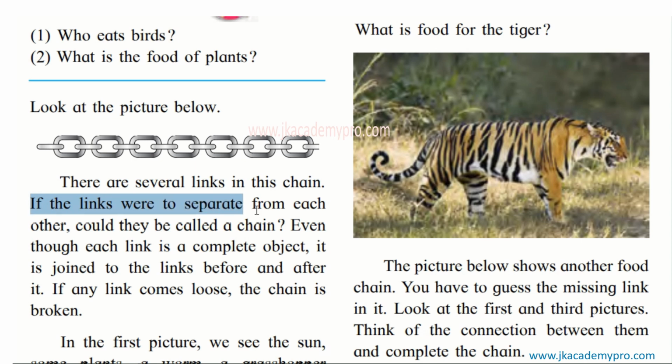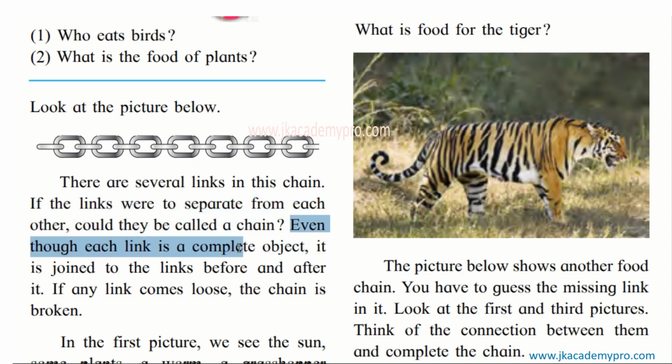If the links were to separate from each other, could they be called a chain? Suppose we separate each one. Could it still be called a chain? No, we cannot call it a chain, isn't it? Even though each link is a complete object in itself, without being connected to the other, it will not be part of a chain, isn't it?